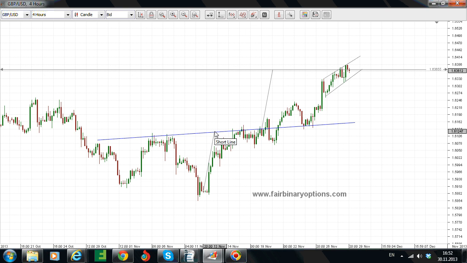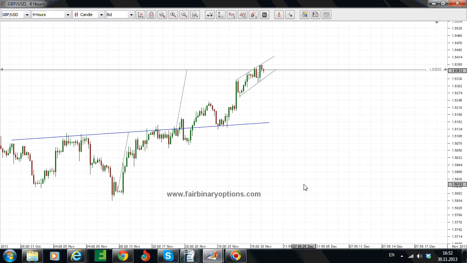What to look for next? Well, try to imagine that this line here, let me clone it and project it on the right side like this. This line most likely needs to be retested, at least going into the beginning of next week, into the Bank of England and into the NFP at the end of the week.